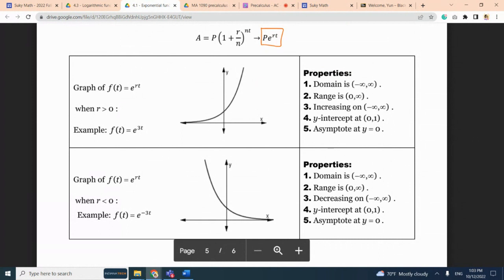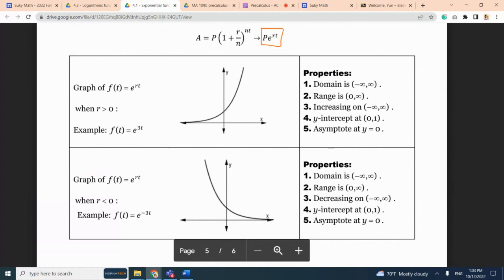Oh, this is not the x-axis. This is now the t-axis. Okay, so change it to t-axis. And how about, so this is when R is positive. Okay, when R is positive, we have an increasing function like that.